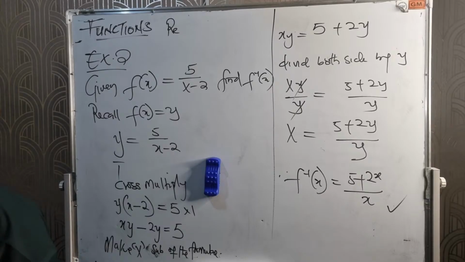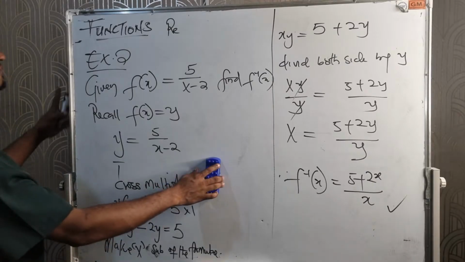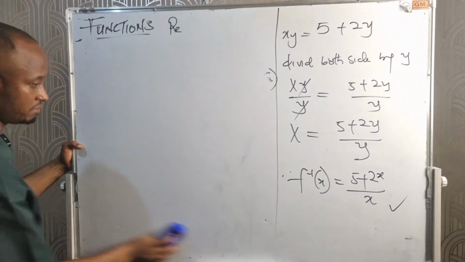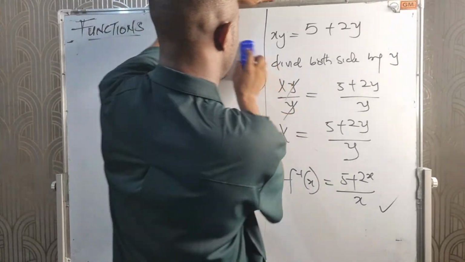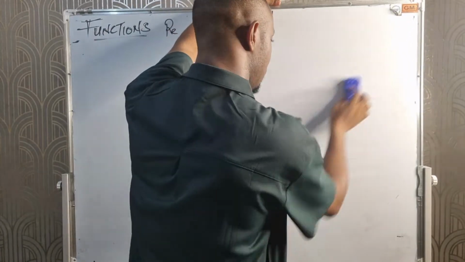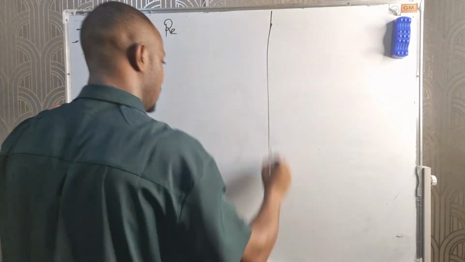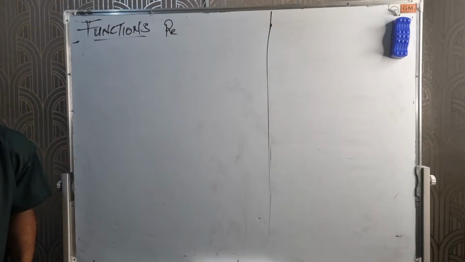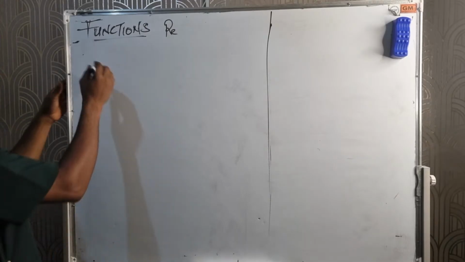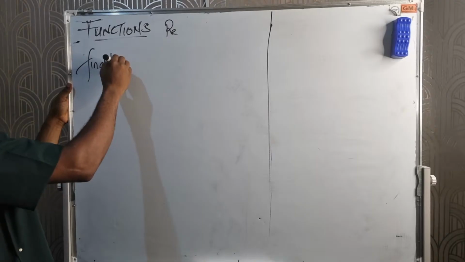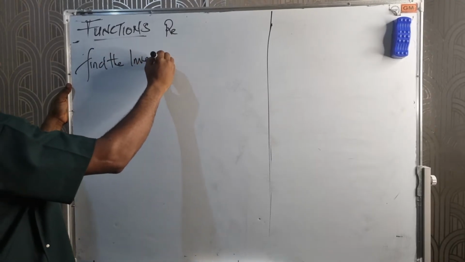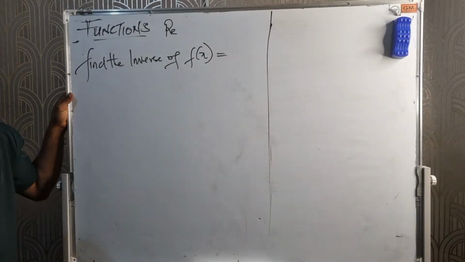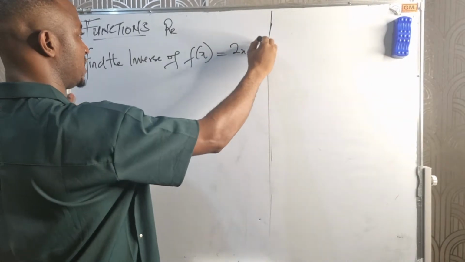Okay, I think this is a past question. We have a past question that says: find the inverse of f of x equals 2x plus 3. This is very simple. 2x plus 3.